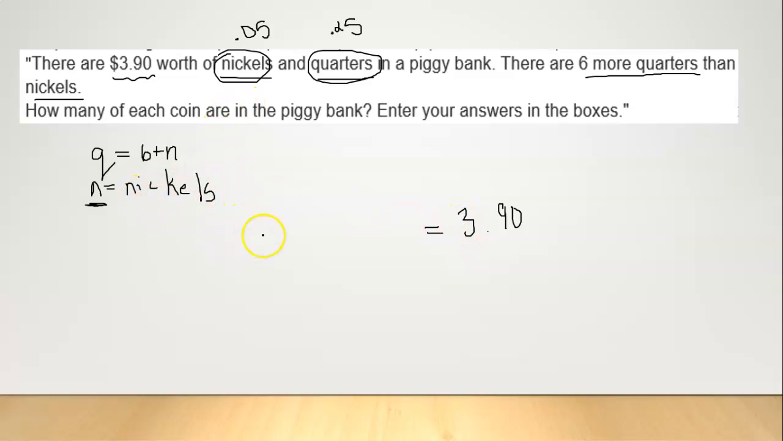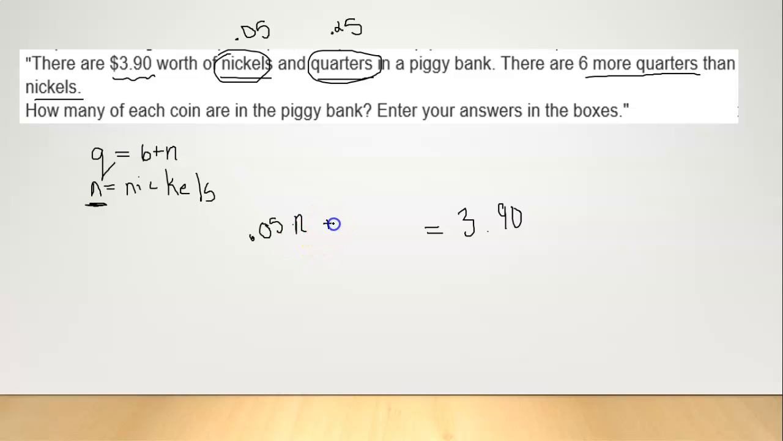So all we have to do is multiply 0.05 times n. That would give us the amount of money in nickels, right? So if we had 1 nickel, that'd be 0.05 times 1. That'd be 5 cents. If we had 2 nickels, we'd plug in 2 for n. 0.05 times 2, that would be 10 cents. So it's just a way for us to multiply the value of the coin times the number of the coins.